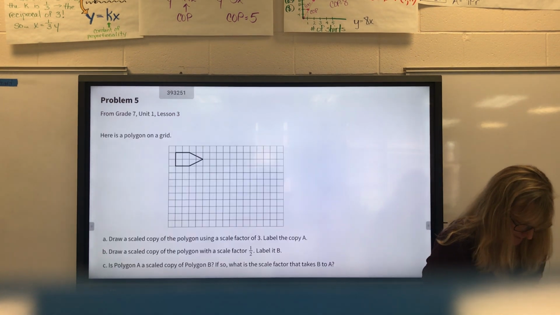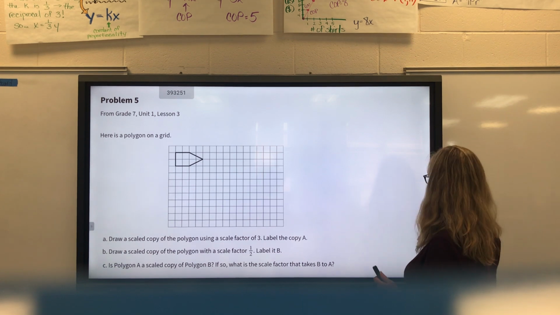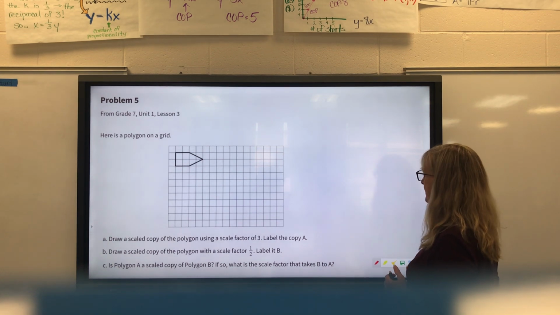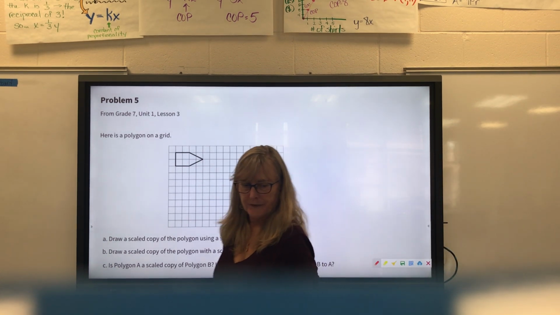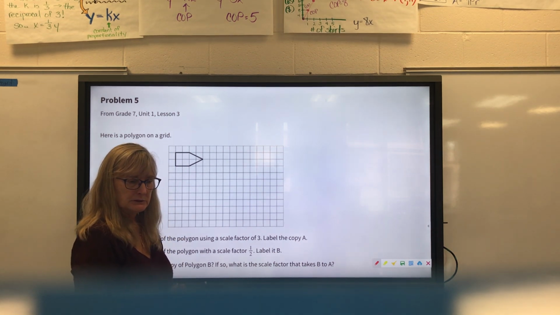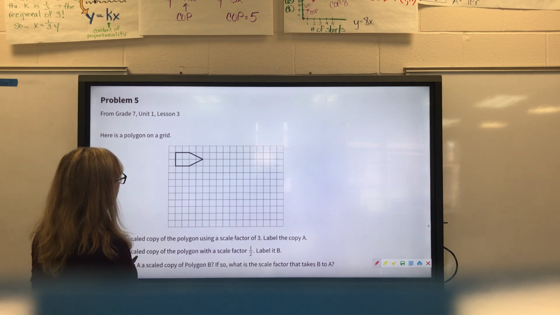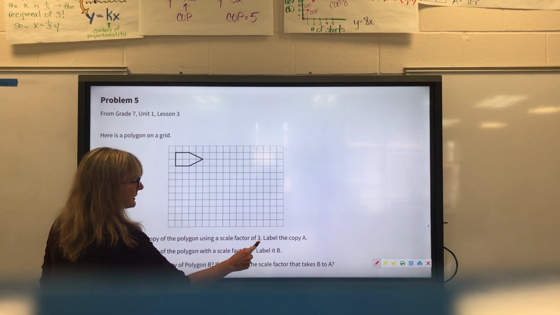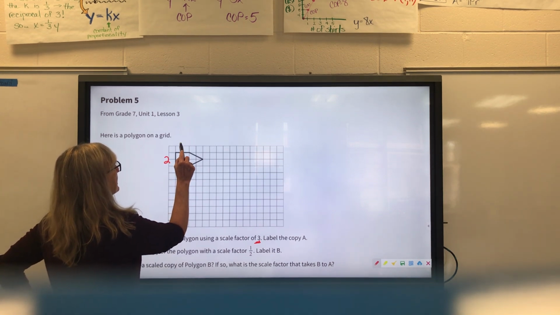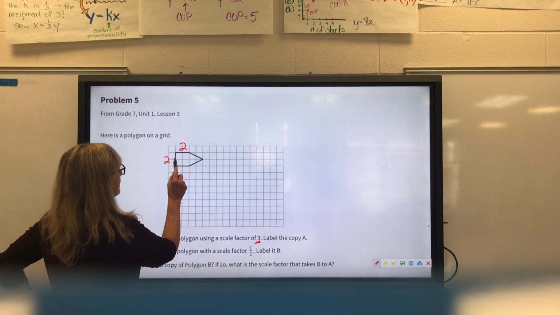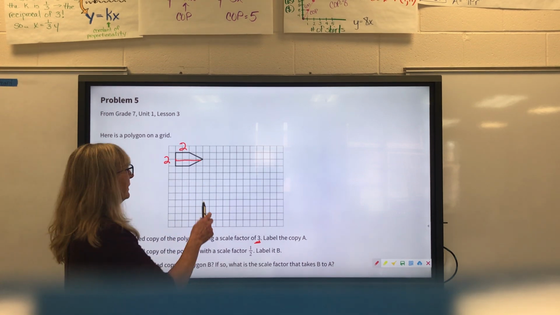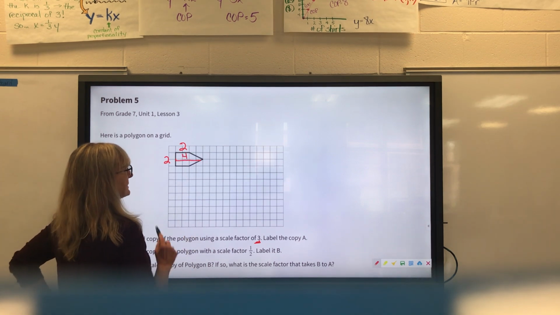Okay. Here we are on the last question. We have this polygon. We are being asked to draw it with a scale factor of 3. Is it going to be bigger or smaller? Bigger, okay? And it's going to be how many times bigger? 3 times. So if I measure this, we get 2. If I measure with this, we get 2. And I need this measurement right here to be able to do that point up there. And that is 4 if you can't see it.